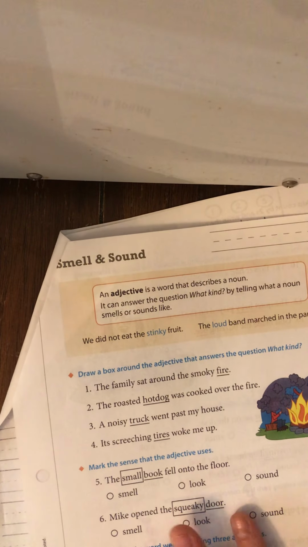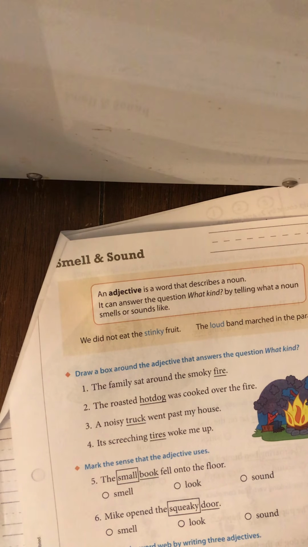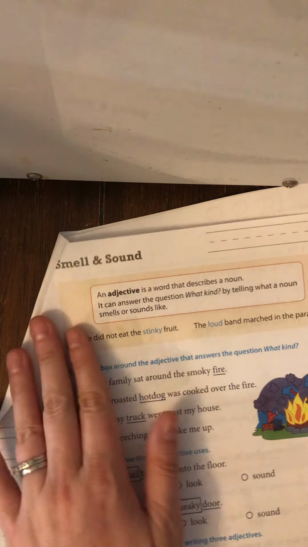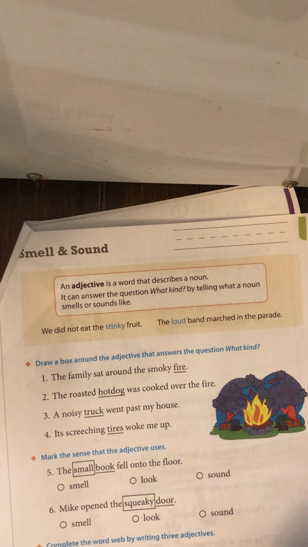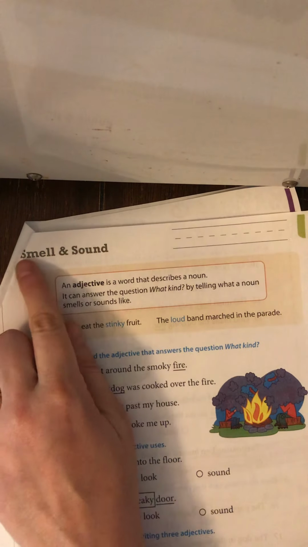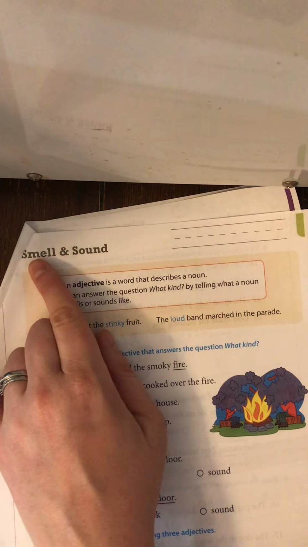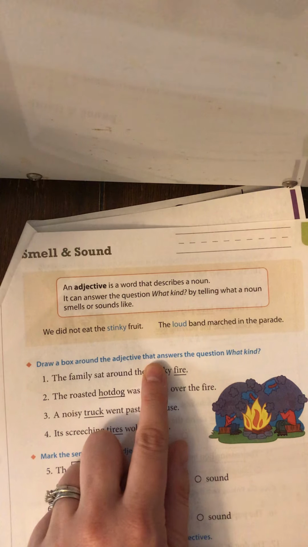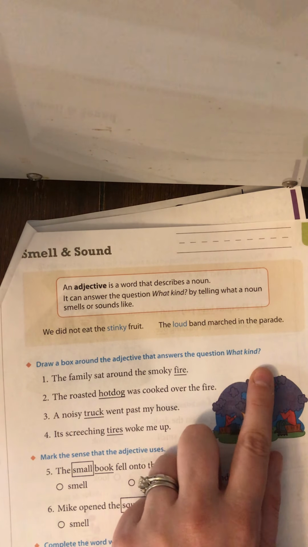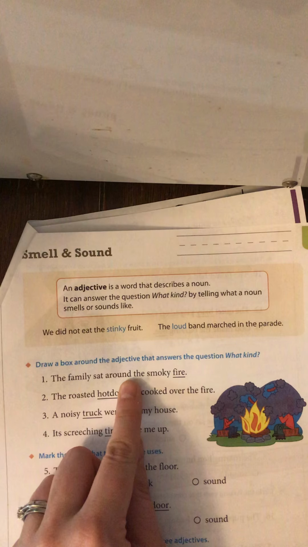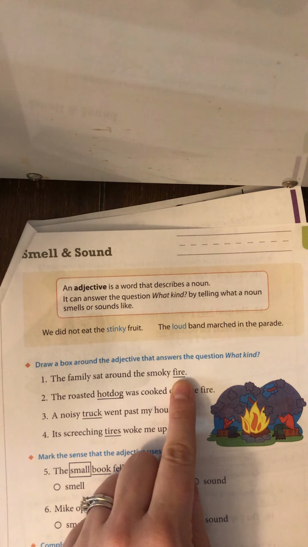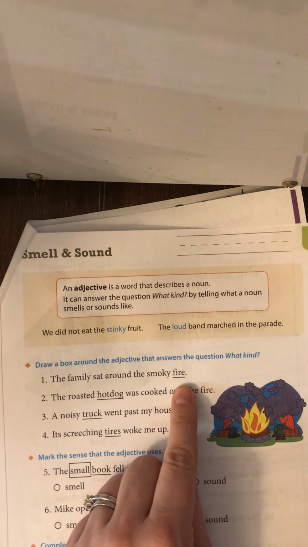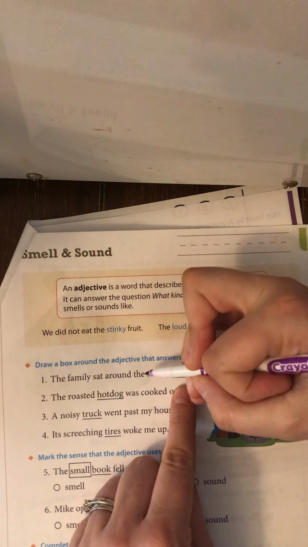And then on this one, since we've been talking about adjectives, remember when we did pickle poetry? Yeah, these are going to be your adjectives. So an adjective describes a noun, and it can answer the question, what kind? This one is smell and sound. Okay, smell and sound. So it says, draw a box around the adjective that answers the question, what kind? The family sat around the smoky fire. Fire is the noun. So which one's going to tell about the noun? What kind of fire? Yeah, smoky.